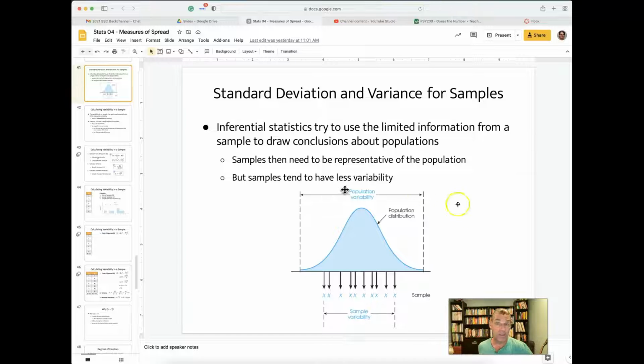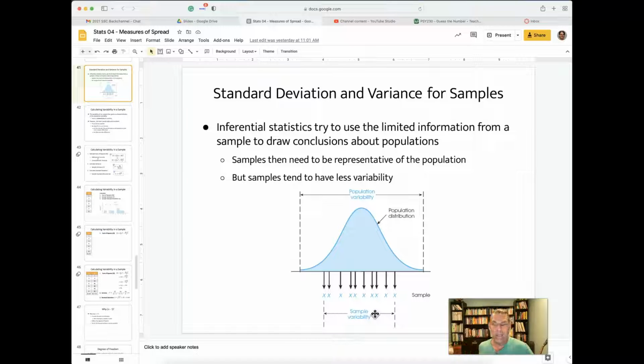We can do that with variability too. If I don't know the variability of a population, I can take a sample from that population, measure its variability, and then use that to estimate the population variability. The problem is that samples tend to underestimate.